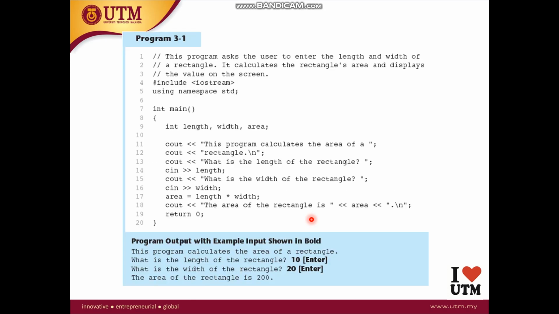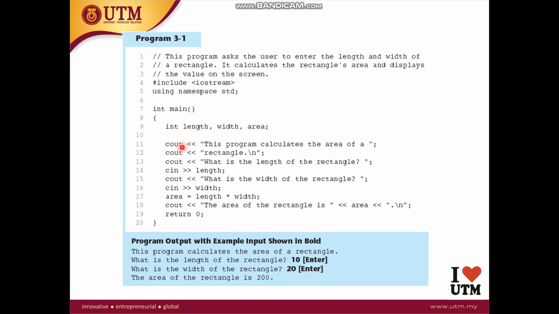Look, here we've got a program. This program asks the user to enter the length and width of a rectangle. It calculates the rectangle's area and displays the value on the screen. Okay, we are including iostream. This is the main function. We need to declare the variables. Okay, this is important: int length, width, area.